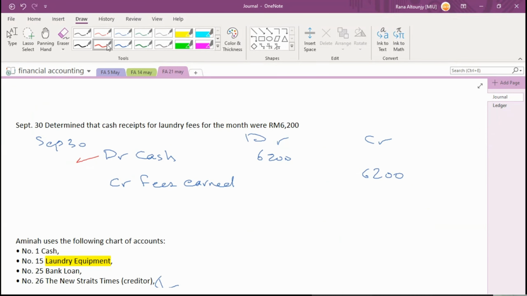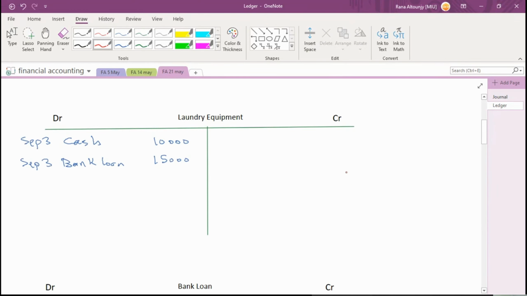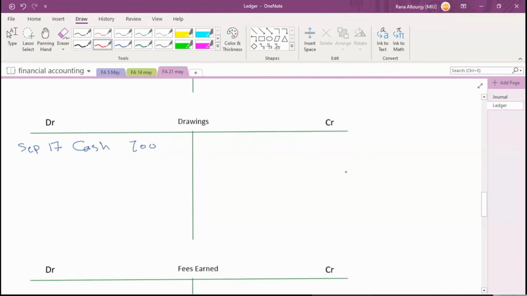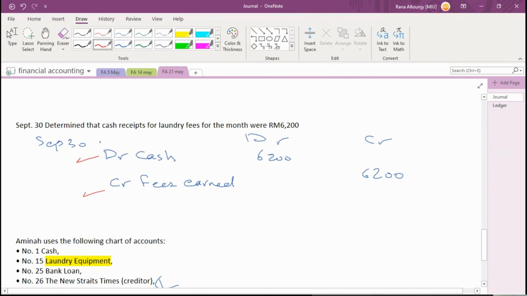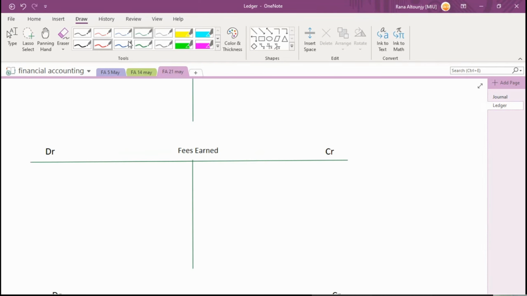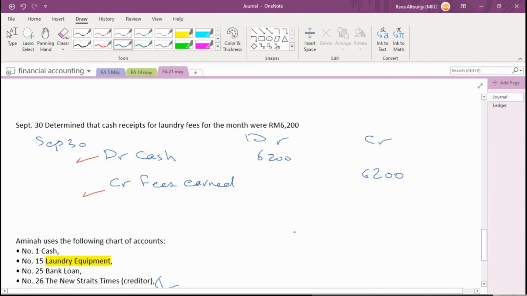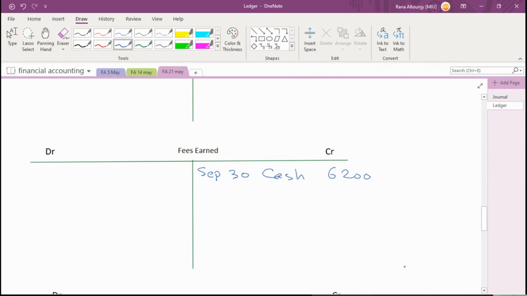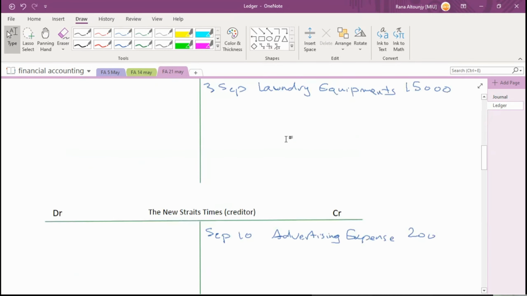Then we need to transfer the other side of the transaction, which is credit fees earned. We go to the credit side of the fees earned T account. We first write the date, which is September 30. The other side of the transaction is cash, and the amount is 6,200. Like this, we transfer this side. So those are the T accounts we have done for each of our accounts.